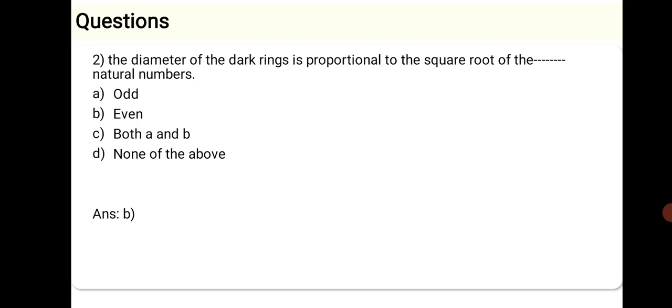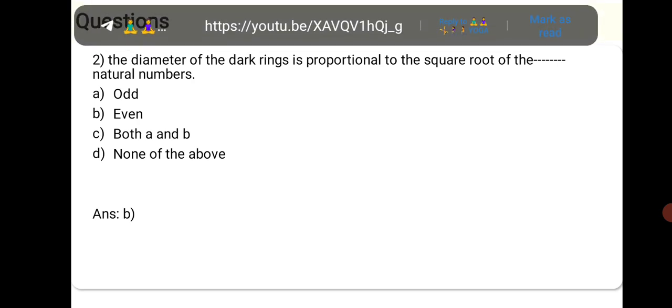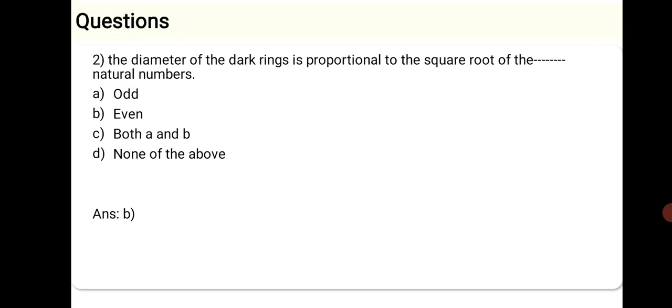Second question, the diameter of the dark ring is proportional to the square root of dash natural numbers. Option A odd, option B even, option C both A and B, option D none of the above. The diameter of the dark ring is proportional to the square root of the even natural numbers. Therefore, the answer is option B, even.